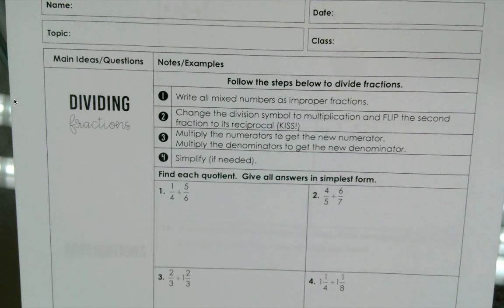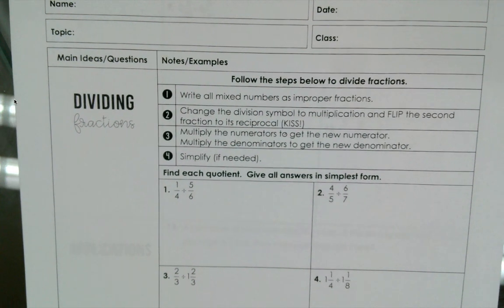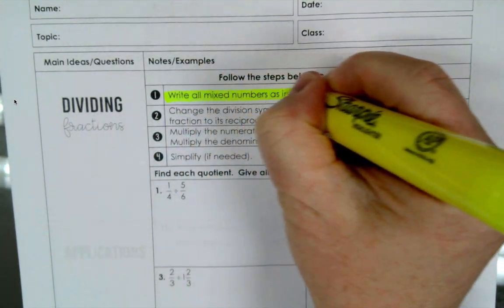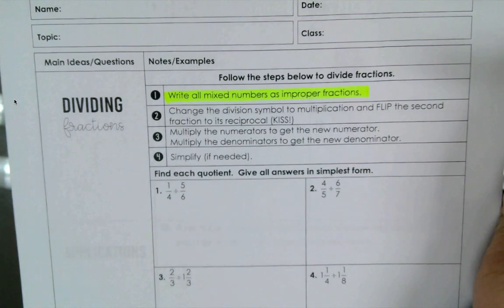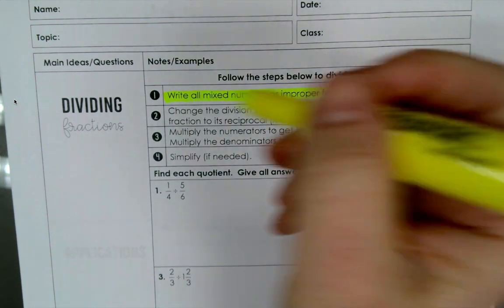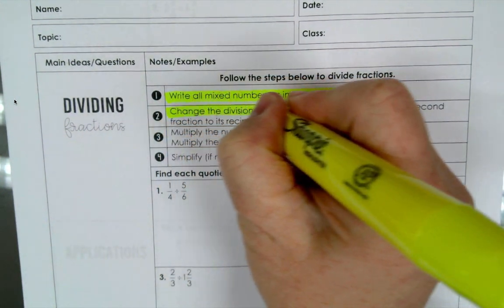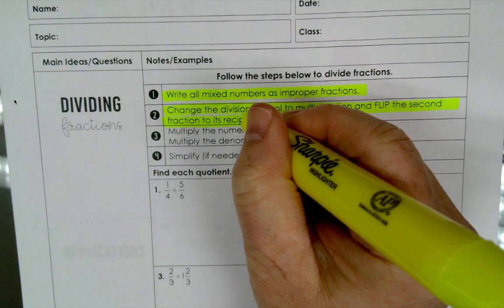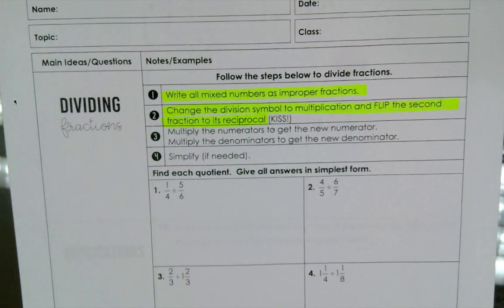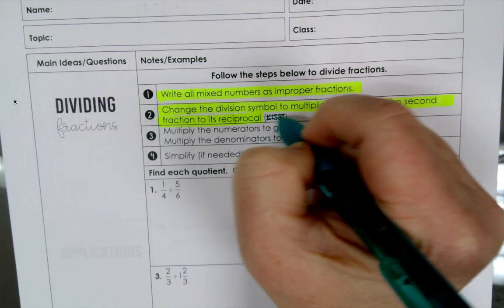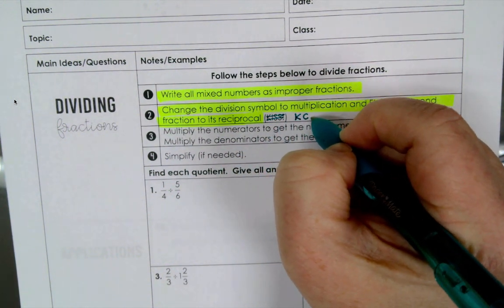So we're going to follow these steps. We're going to write all mixed numbers as improper fractions, as we have already done before. Then we're going to change the division symbol to multiplication and flip the second fraction to its reciprocal. And we're not going to say kiss. No. We're going to say keep, change, flip.